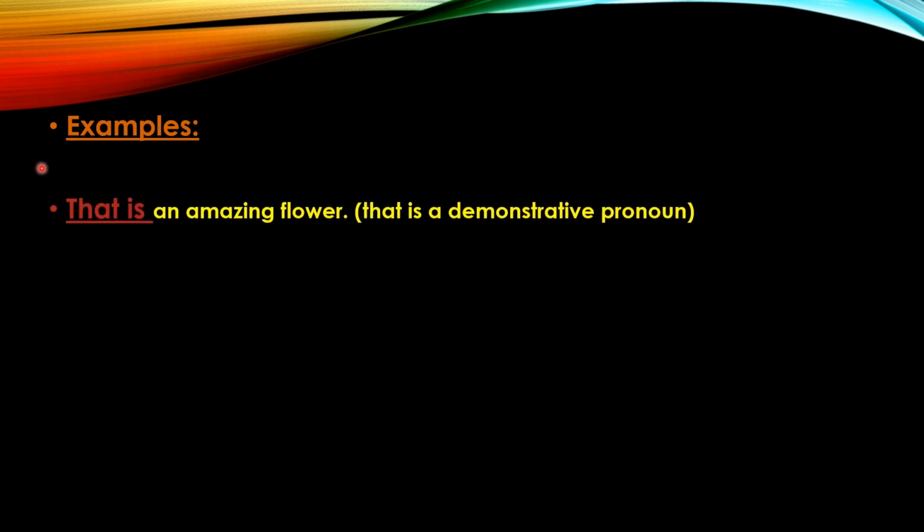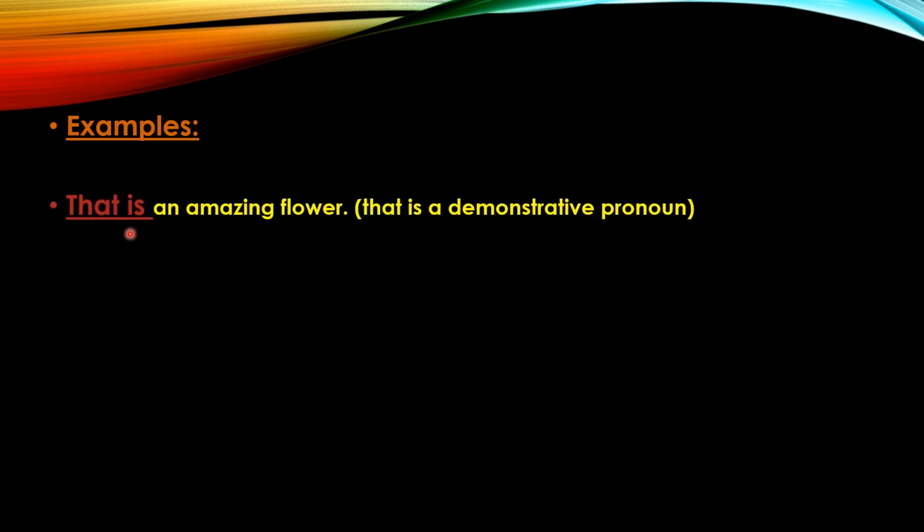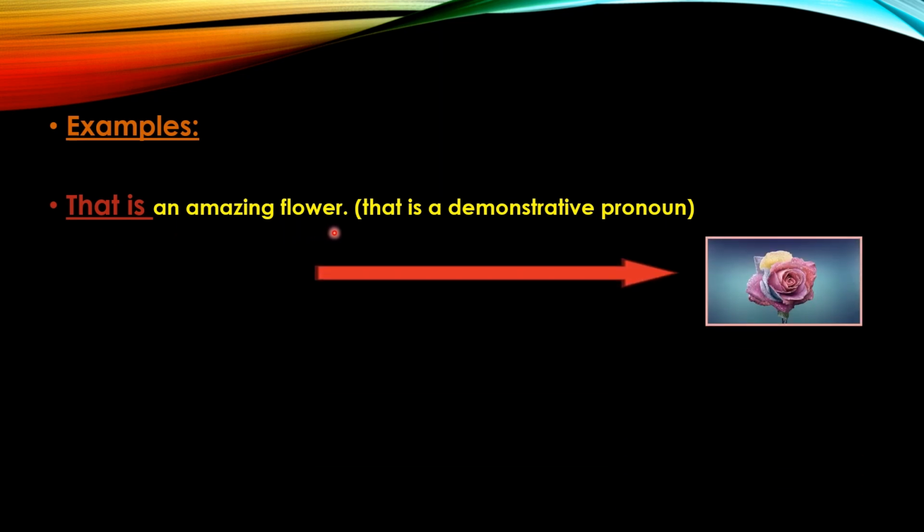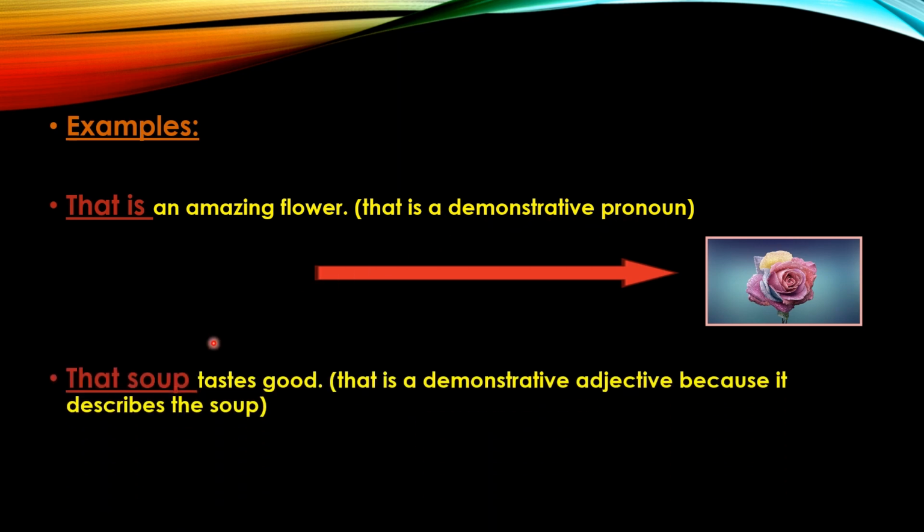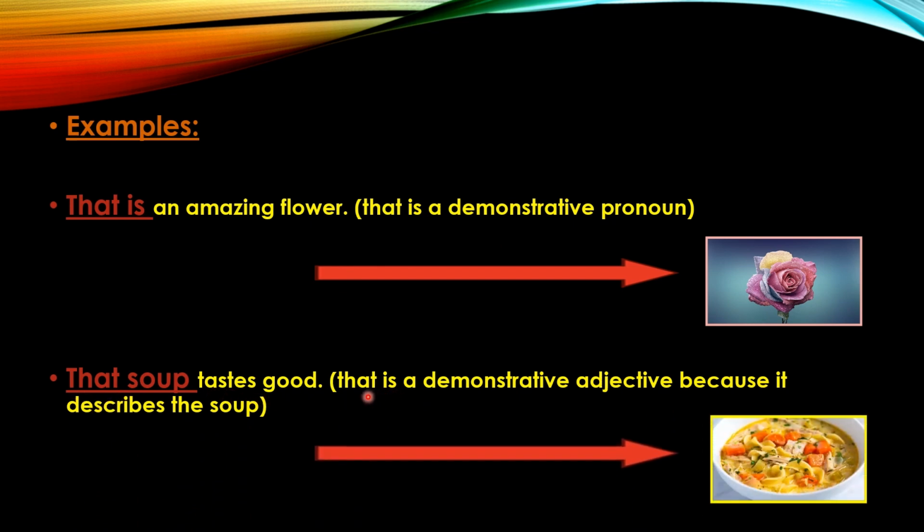Examples: That is an amazing flower. That is a demonstrative pronoun. That soup tastes good. That is a demonstrative adjective because it describes the soup, which is the noun here.